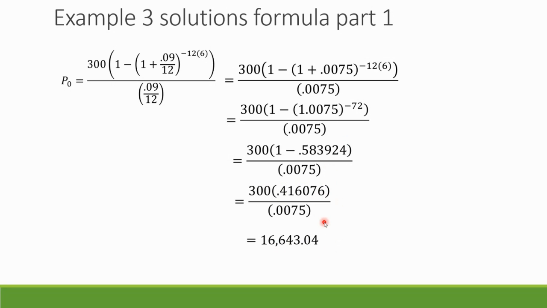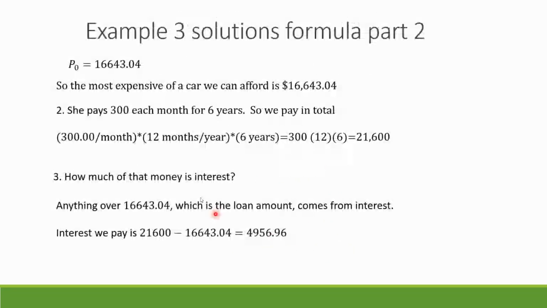Good. So the biggest loan she can get now is this. That's the size of the loan. So that means she can now buy a car that costs $16,643.04. That's the car she can get.